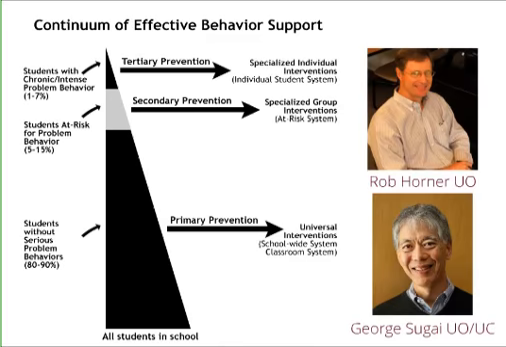overall incidence of problems. There's a secondary prevention level for students who, even with good rules, routines, and physical arrangements at the school-wide level, continue to have difficulties. And then for students with chronic or intense problems, there's a level of tertiary prevention with much more individualized and specialized interventions.